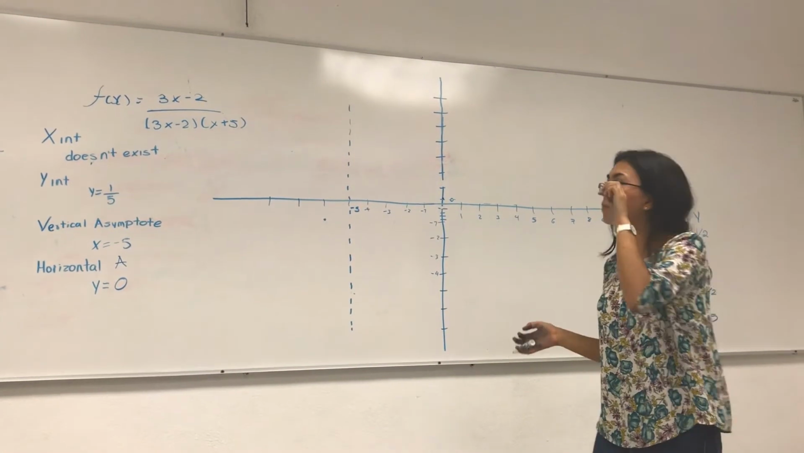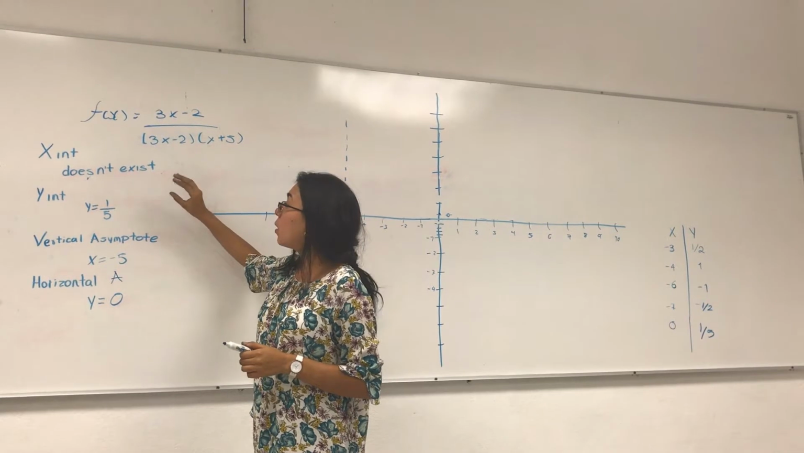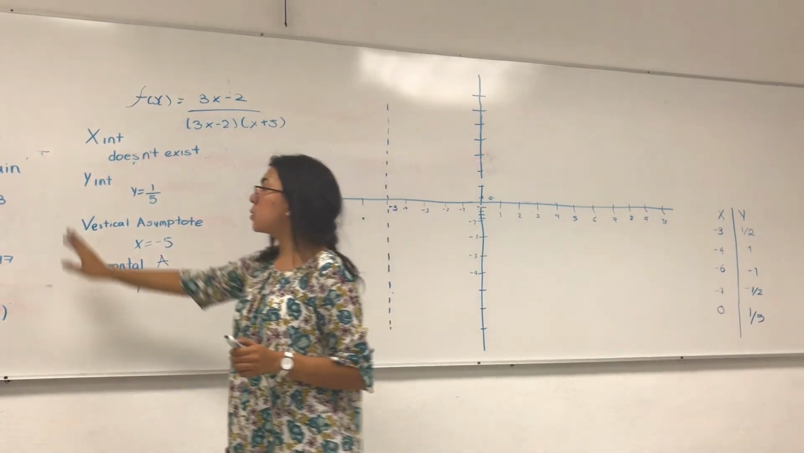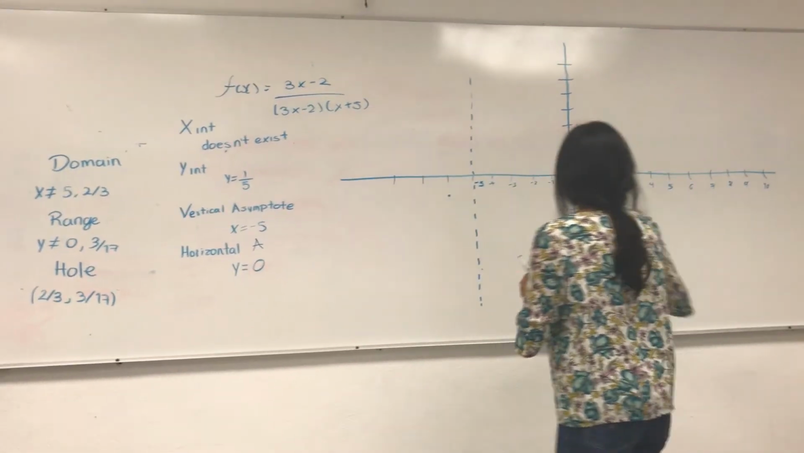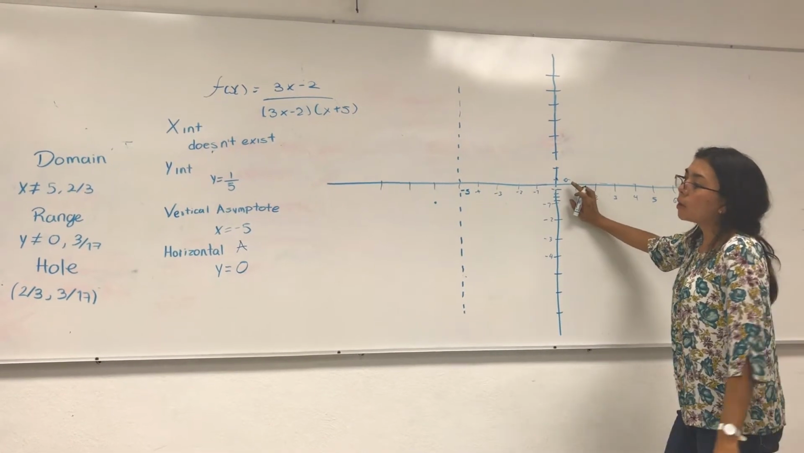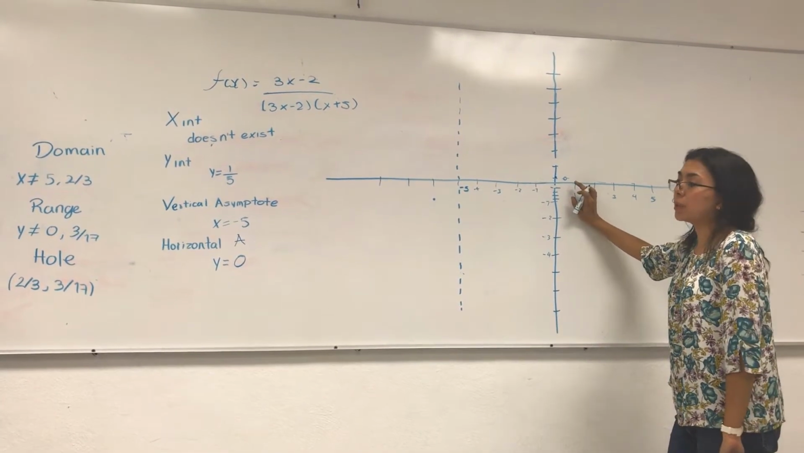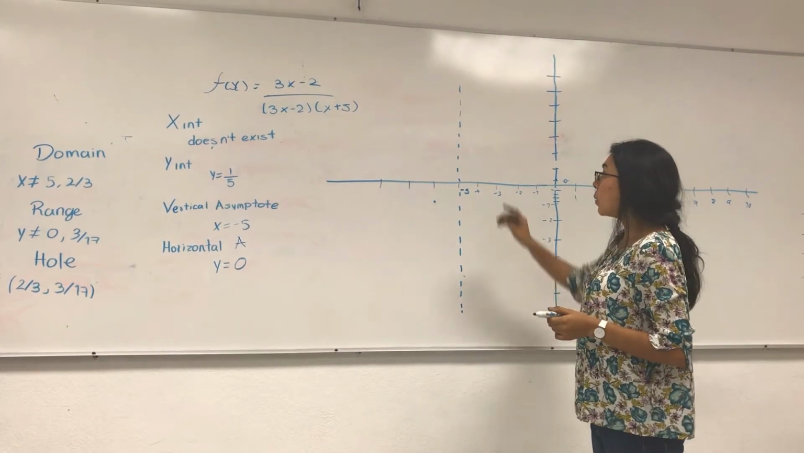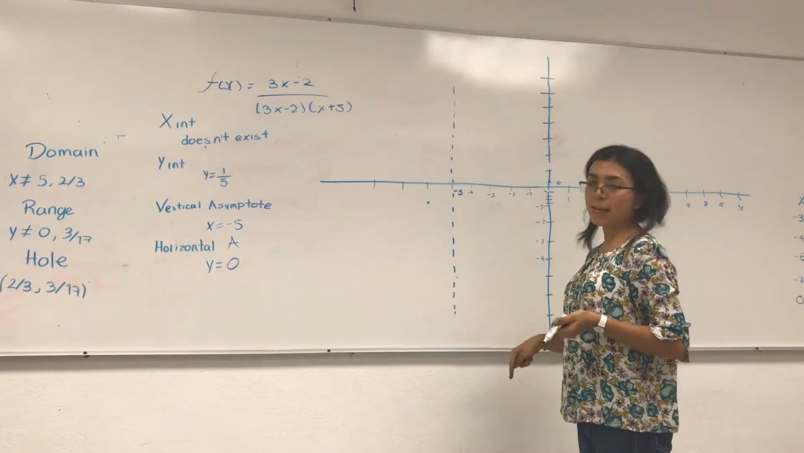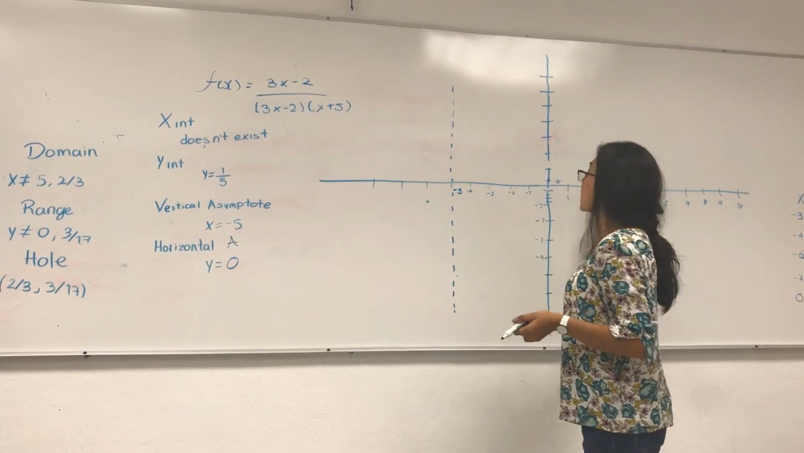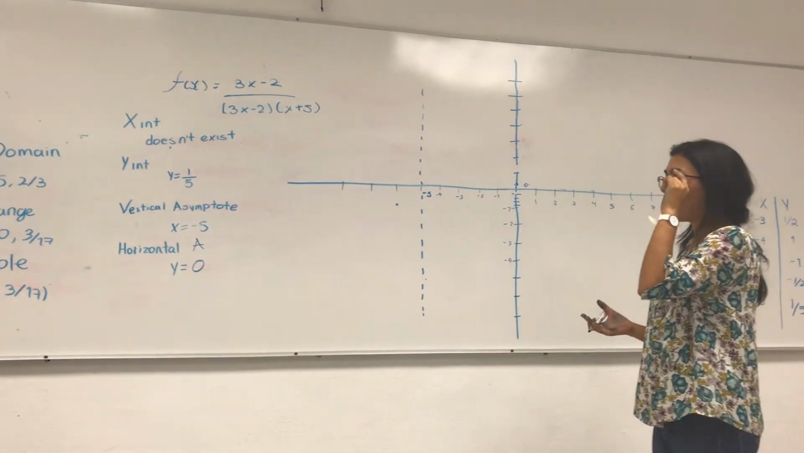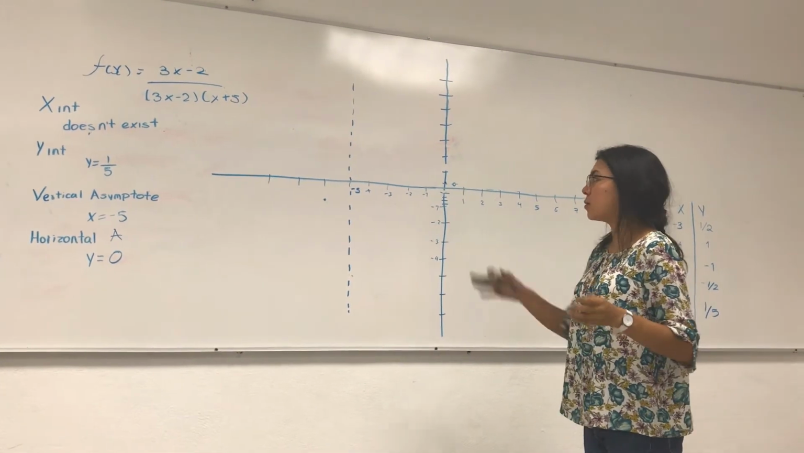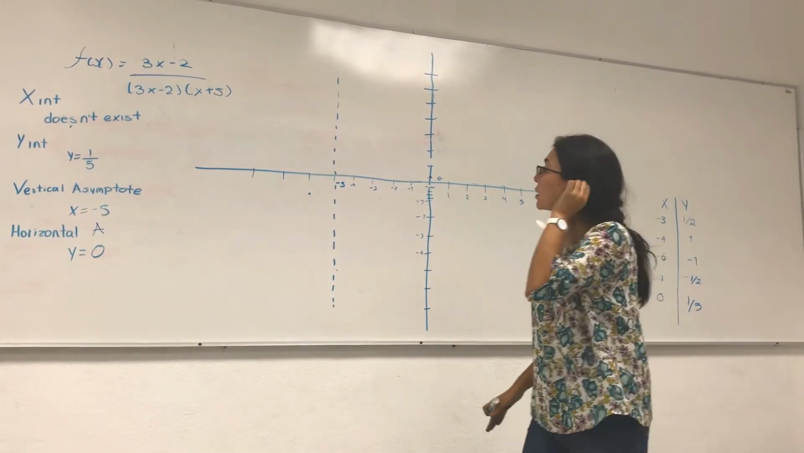We can write it like this, or we can write it like this. Okay, so we're gonna graph this. We already have our y-intercept, x-intercept, the vertical asymptote, horizontal asymptote, domain, range, and hole. So we're gonna put right here our hole, which is 2 over 3, comma 3 over 17. It's right here. We already know that our vertical asymptote is x equal minus 5, so it's right here. And we know our horizontal asymptote is the x-axis. So what we have to do right now is put values on x and find the y, so we put them there. Let's sketch this.